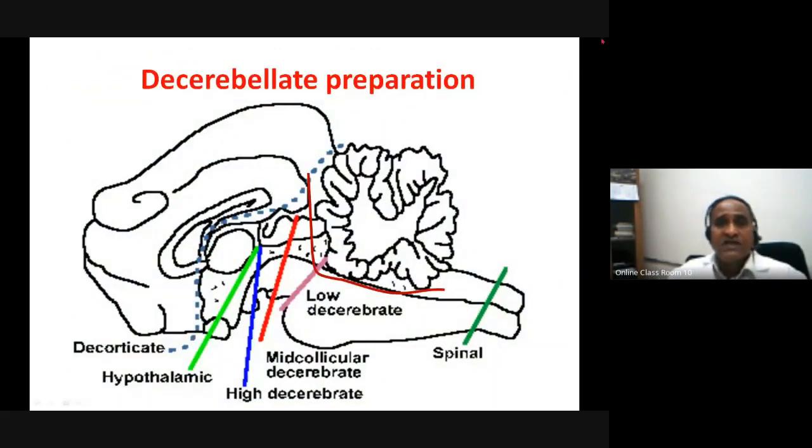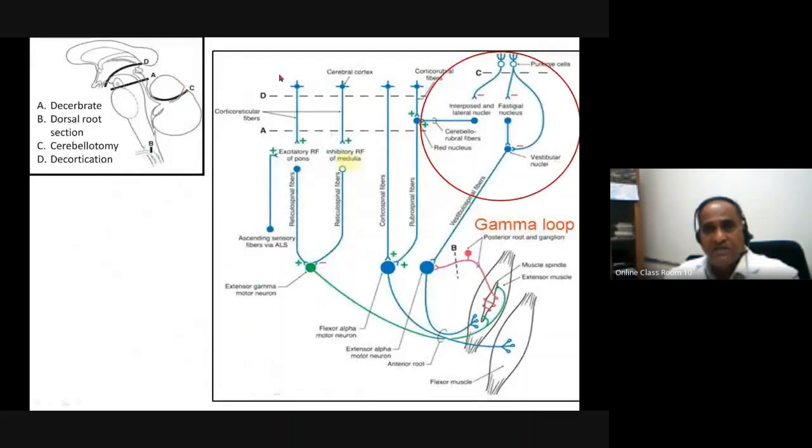Now, about the decerebellate preparation. What I have made is this L-type red mark. This is a decerebellate preparation. That means I am removing the connections, because the cerebellum is connected to the brain stem by three peduncles. All these three peduncles are severed, and the cerebellum is totally cut off from the brain stem and the connections to the brain. So then what happens? This is the circle I am showing here.